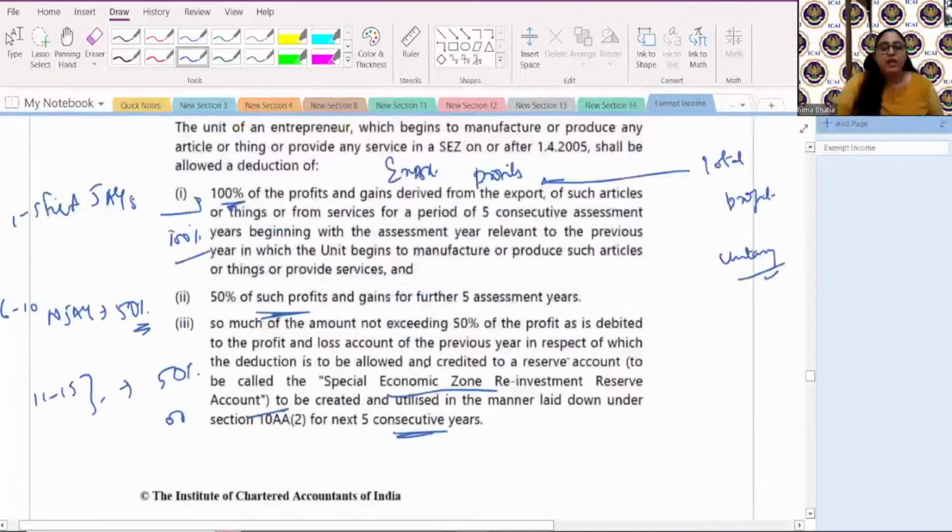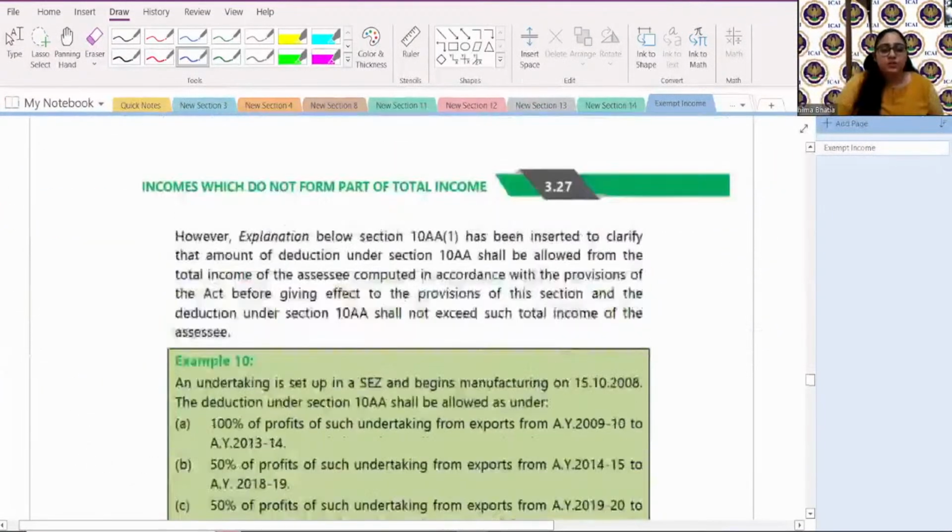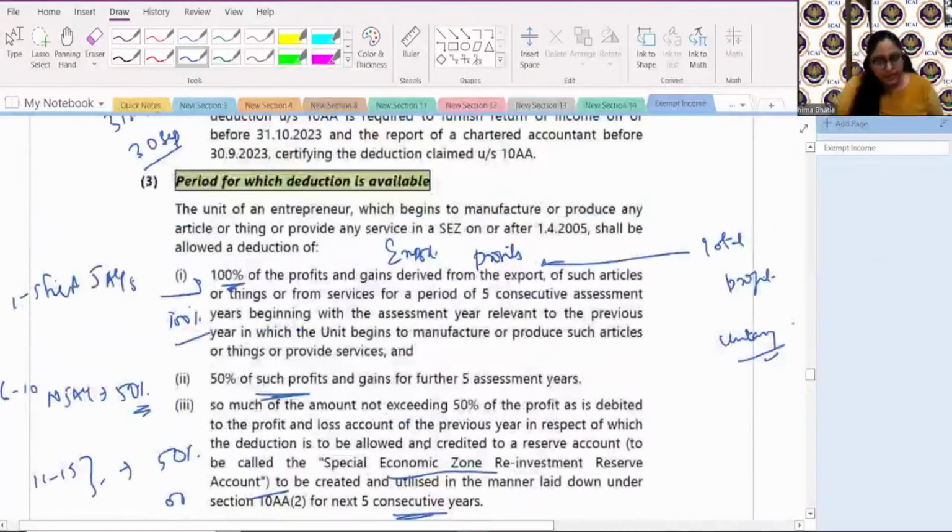Now first you will ask, ma'am, what is export profit? How do you calculate it? I'll tell you. Second, you will ask, ma'am, what is this special economic zone reinvestment reserve? I'll tell you that also. But till now, apart from these 2 questions, any query?